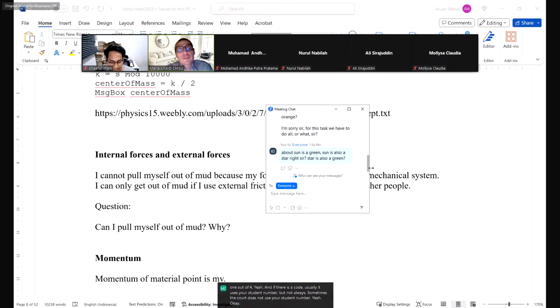Okay, regarding the green sun, many other stars are also green, depending on the temperature of the stars. Okay. So do you have any specific questions? Because we don't really have much time to go through all the task, but maybe you have specific questions about the task so that I will try to answer.